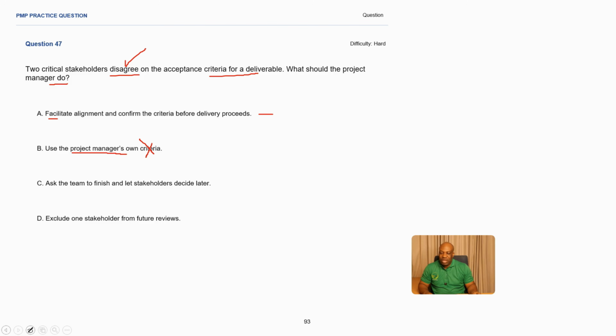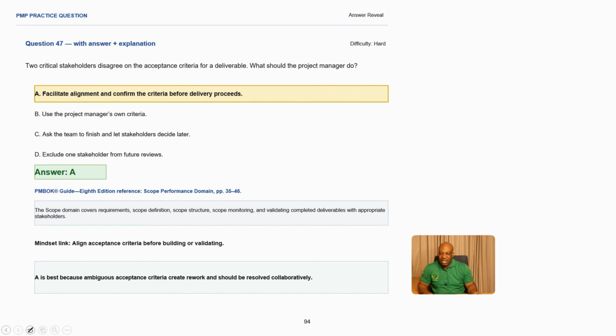You cannot postpone a problem. You need to confront it. So this makes this answer incorrect. D, exclude one stakeholder from the future reviews. You need to engage stakeholders throughout the project. It's one of the domains and it's one of the mindsets that you should have. Engage stakeholders throughout the project, making this answer incorrect. Therefore, the best answer here is A.